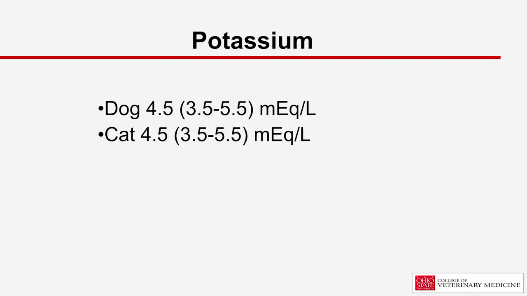So let's talk about potassium now. So potassium is one of those intracellular ions, right? Okay, so normal value of potassium, I have here about 4.5 average for dogs and cats. Maybe 3.5 to 3.7 to 5.3 to 5.5, but an average about 4.5 or so.